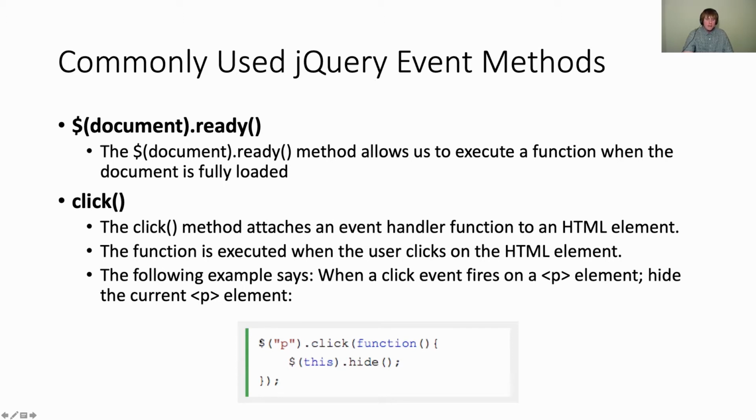So if you take this coding example, let's say we're on an exam. The midterm exam's coming up. So let's say we're on the midterm exam, and I give you this coding example, and I ask you to explain what's happening in English. You're going to say, when a click event fires on a paragraph element, hide the current paragraph element. This is always happening after the document is fully loaded. We can't specify the click function on the paragraph element until the document is ready.